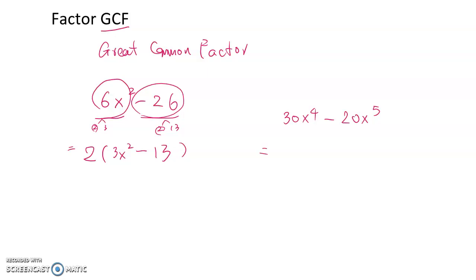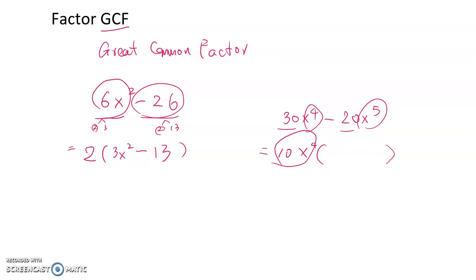Right. So first of all, between the coefficients, 30 and 20, the coefficients have a 10 in common. That is the greatest common factor for the number part. And now for the variable part, x to the 4th and x to the 5th, what do they have in common? X to the 4th, that's what they have in common. So 10x to the 4th is the GCF of these two terms. We'll factor that out and the rest will go into the parentheses.